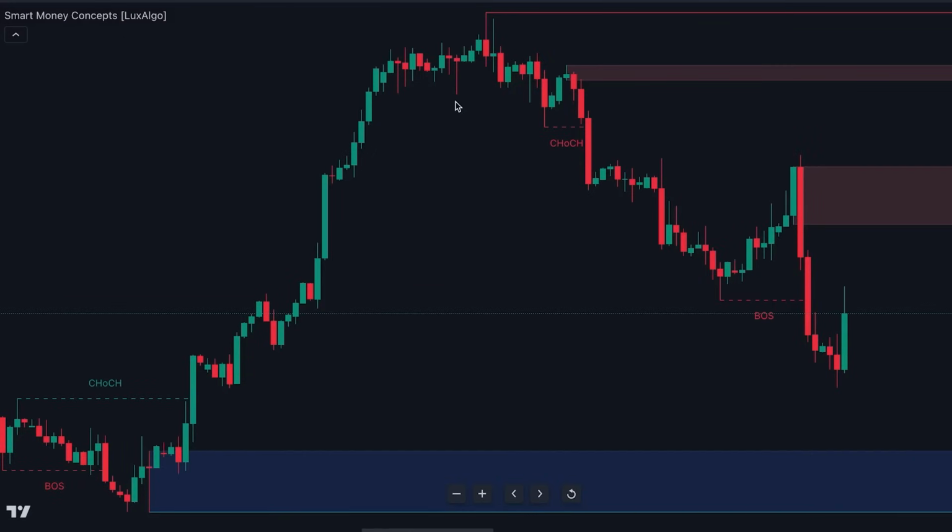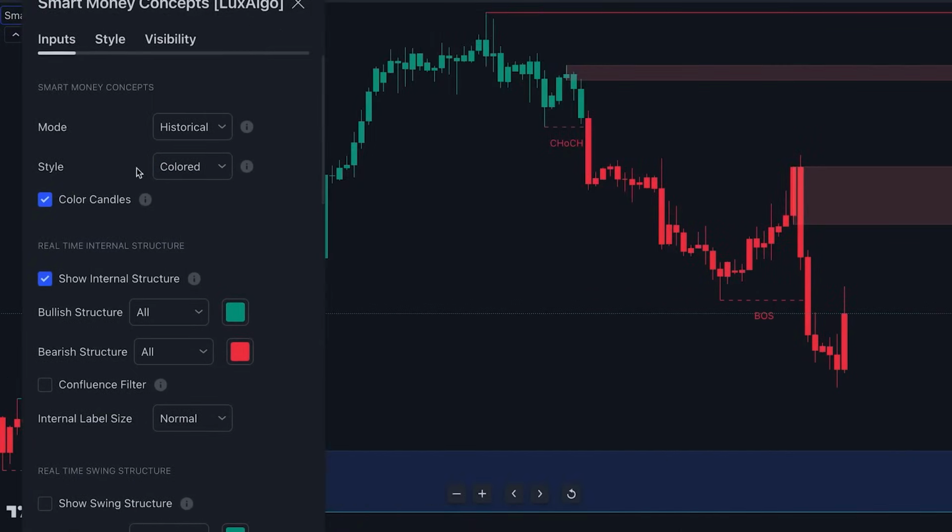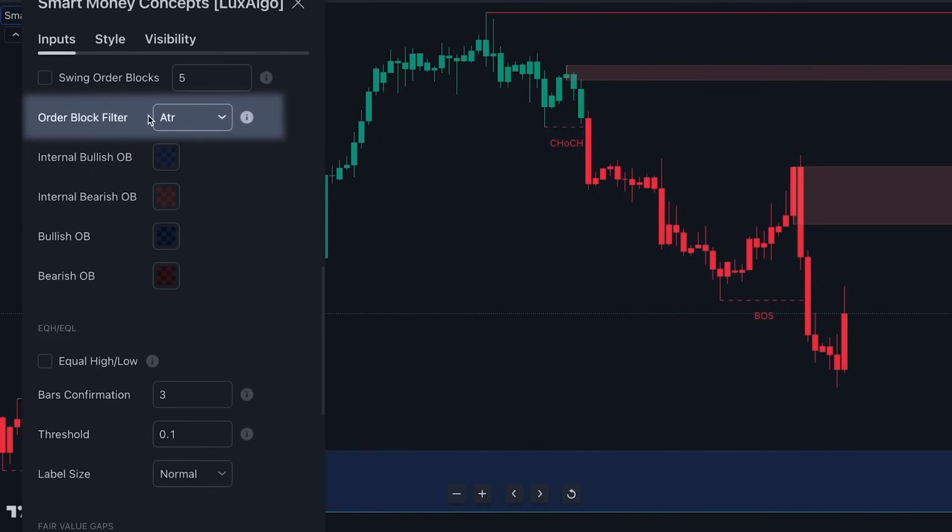There are different teachings on how order blocks should be drawn. If you go into the settings of the indicator, you can see we have an option allowing us to change how the order blocks are detected with a simple click.